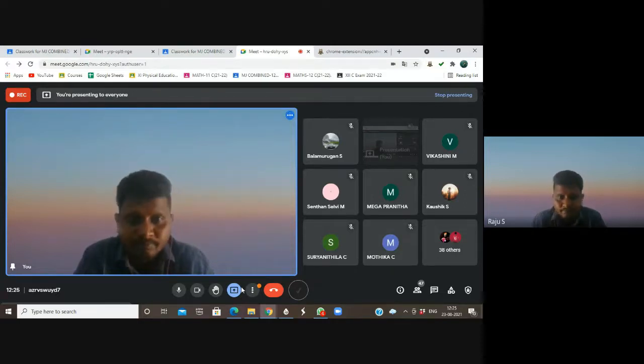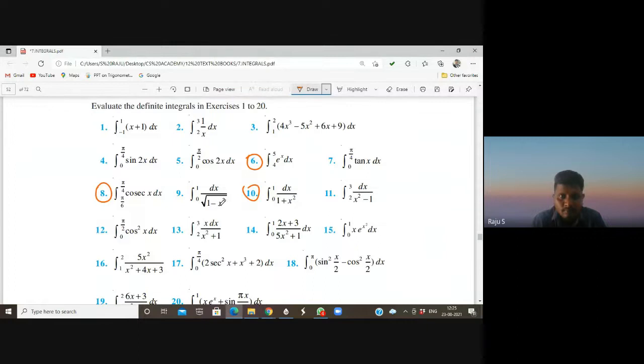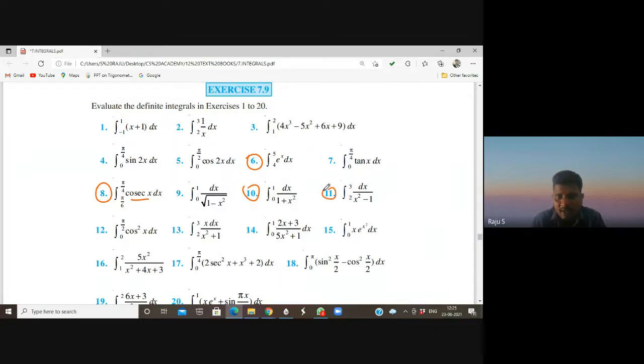Yes, students. What is the answer for this cosecant x? This is directly a formula. But the question number 15 alone, we can do by the substitution method. This is directly standard integration, standard integration.